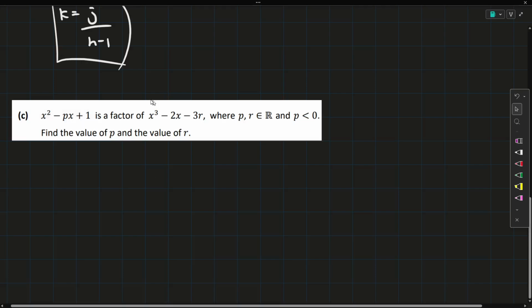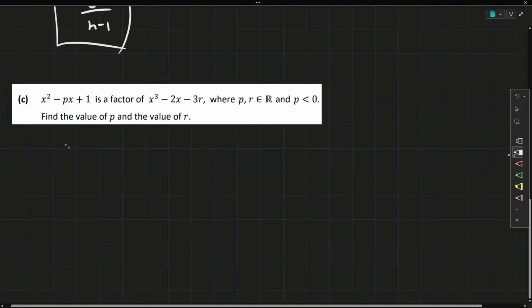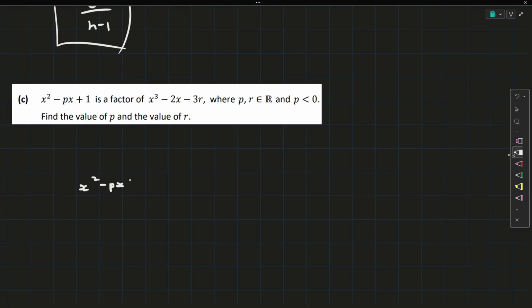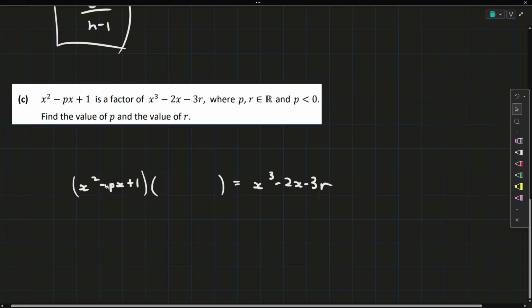Then we're told that this is a factor of this. What's the value of p and r? So the way that I like to do these, you can do long division. It's just a little difficult. What I like to do is say that x squared minus px plus 1, when we multiply that by something else, and I'll get to what that is in a second, we're going to get x cubed minus 2x minus 3r. And that's just because if this is a factor of this thing, then we can multiply this by something else to get this polynomial.